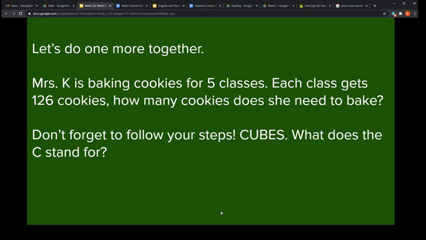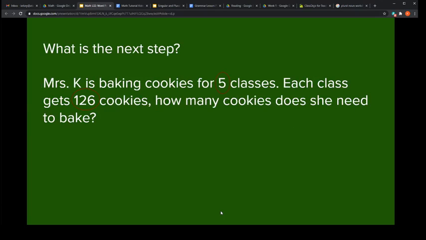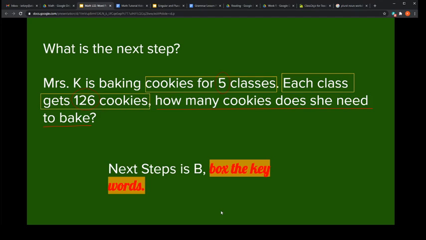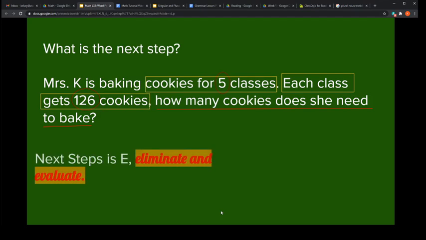What does the C stand for? Circle the numbers. What is the next step? Underline the question. And the next step is box the keywords. The next step is eliminate and evaluate.